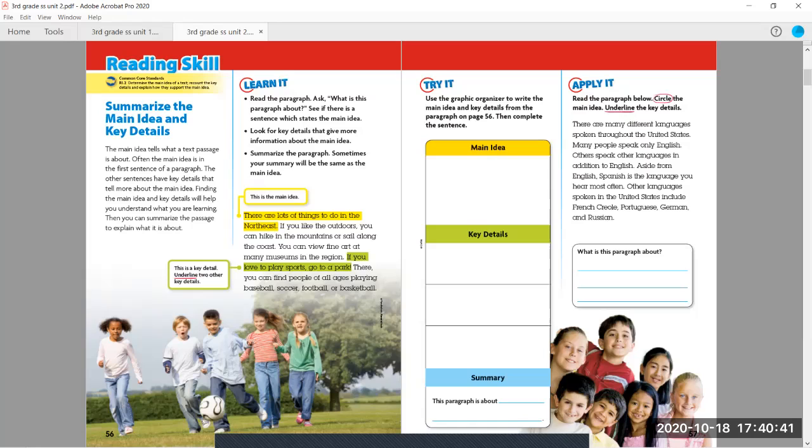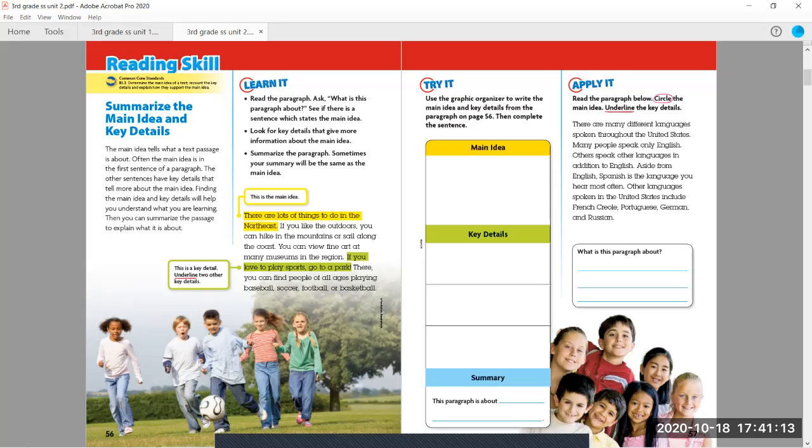So the main idea in this passage, which they highlighted for us in yellow, is that there are lots of things to do in the Northeast. The things that come after and tell us what things we can do are going to be your key details, also called supporting details. One of the key details is if you like to play sports, you can go to the park. It also says if you like art, you can go to the museums, or if you like hiking, you can hike in the mountains, or you can sail across the coast if you like sailing.